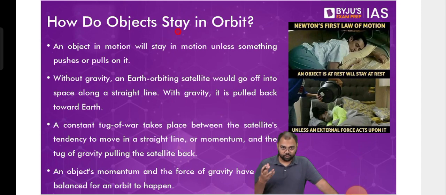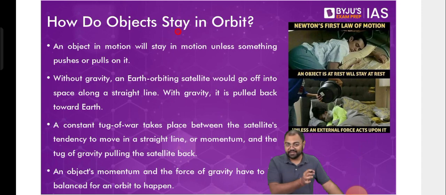The basic idea behind the launch of any satellite is Newton's first law. What does Newton's first law say? It says that an object in uniform motion remains in uniform motion, and an object at rest will remain at rest, until acted upon by an external force. Until an external force acts upon it, it will remain at rest, or if it is in uniform motion, it will remain in uniform motion.